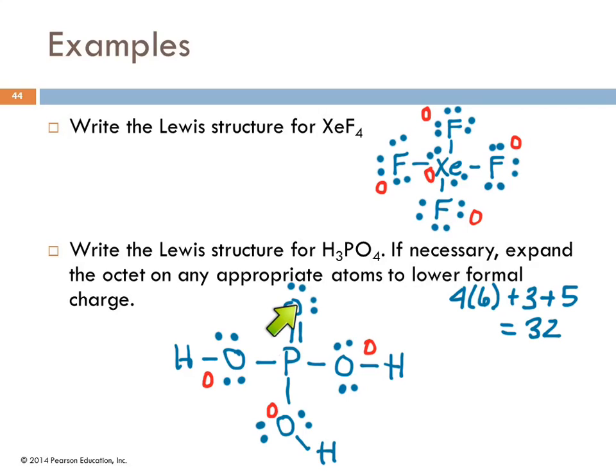So now what's the formal charge on this oxygen? 0. And on the phosphorus? 0. So that's better. Isn't that cool? So formal charges are just something we made up, but we made them up because they're really useful. Okay? Really useful.